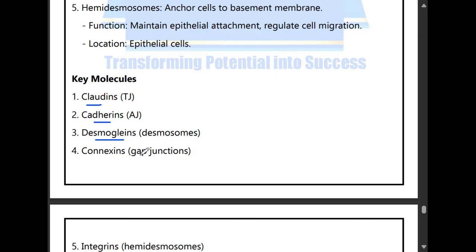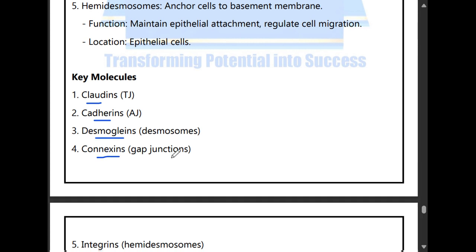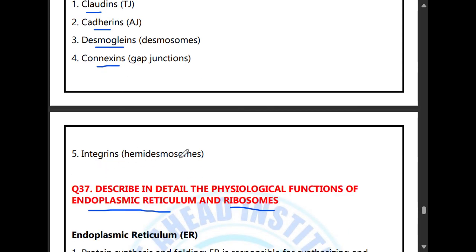Then in gap junctions, this one most people don't even forget about, we have connexins. Then when it comes to hemidesmosomes, the key molecules are integrins. Are we together? Can we proceed to the next question?